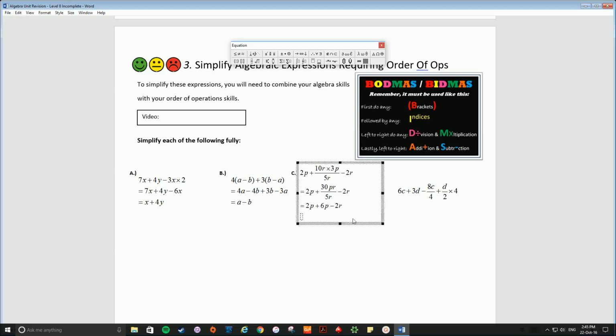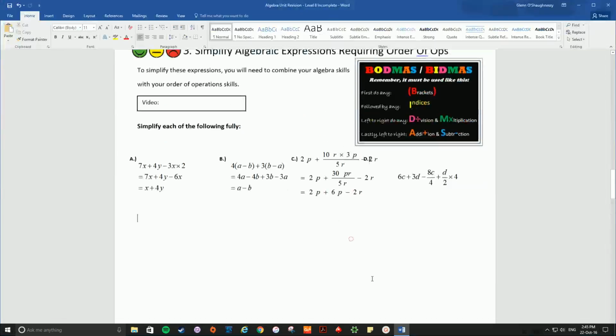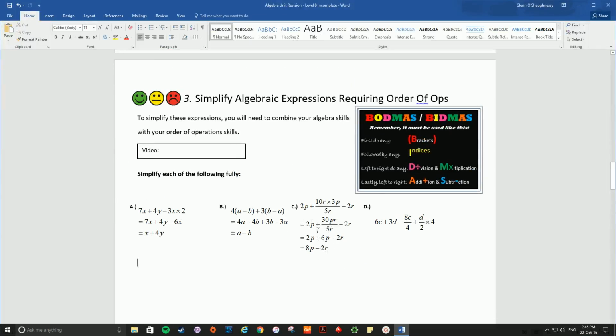Now, are there any like terms we can combine? Yes, we've got a p term here and a p term here. 8p. The negative 2r term, he doesn't have any mates, so he just comes down as is, and he can't be combined with those because they're unlike terms. So that's the simplified version of this, our solution, essentially.